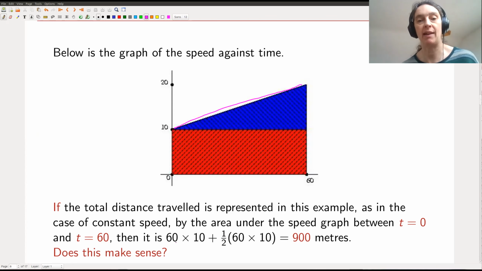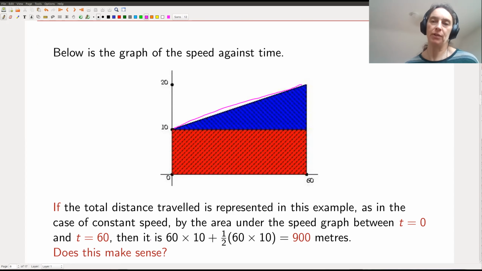The area of the red rectangle is 600, and the area of the blue triangle is half of that. It's half of 60 times 10. Okay, fine. That's a sort of hypothetical answer based on the assumption that in this case, as in the case of constant speed, the area under the speed graph is the thing that captures the distance traveled.